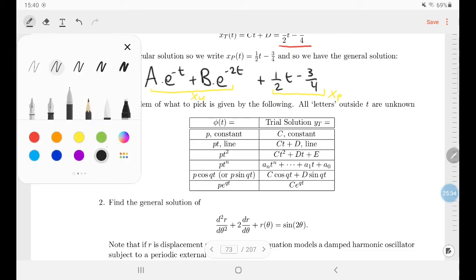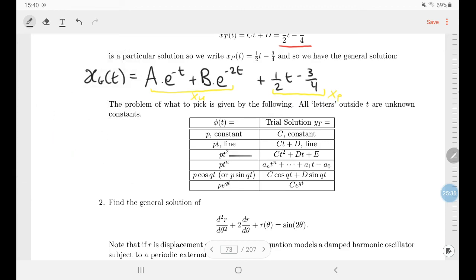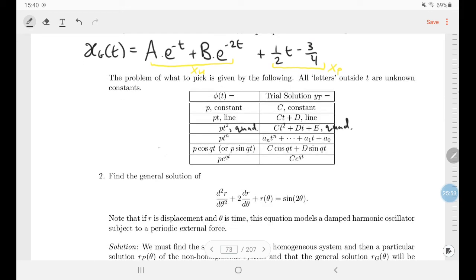And we can actually push this a bit further. If the external force is, I'm just going to write Q for quadratic, then the trial solution should be a quadratic, same as a parabola. And then a pattern goes on. And then this one, if the external force is a wave, you should try a wave. If the external force is an exponential, you should try an exponential.